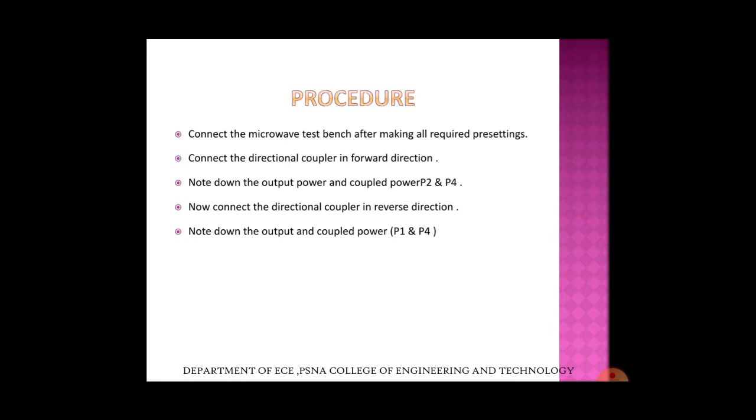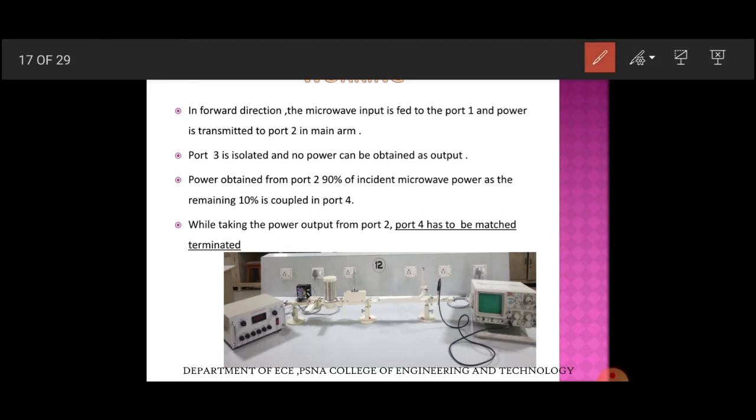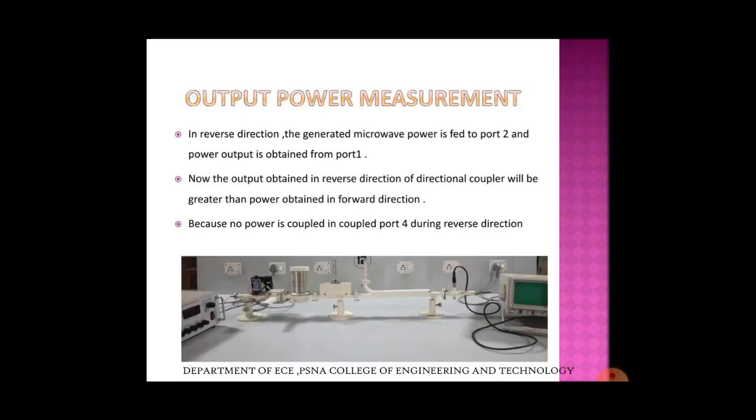If we wish to calculate the coupled power from port 4 in forward and reverse direction, then the diode detector has to be connected with the coupled port where the output port has to be matched terminated. So in the working diagram that I am going to show, port 1 is connected with the test bench, port 2 is connected with the diode detector, and port 4 is connected with the matched terminated load. Now we are going to measure the output power.